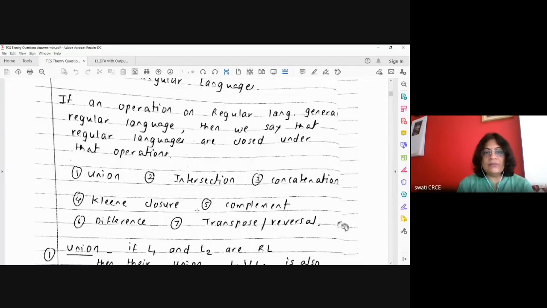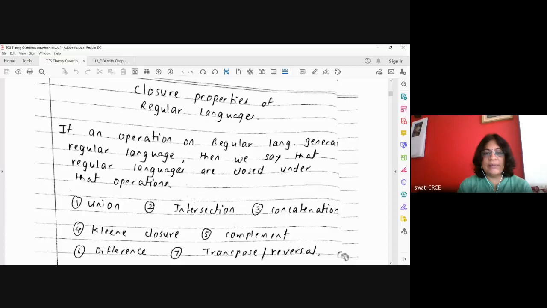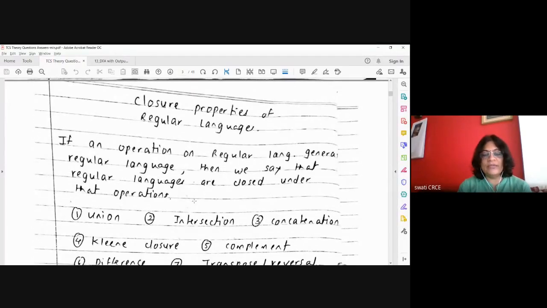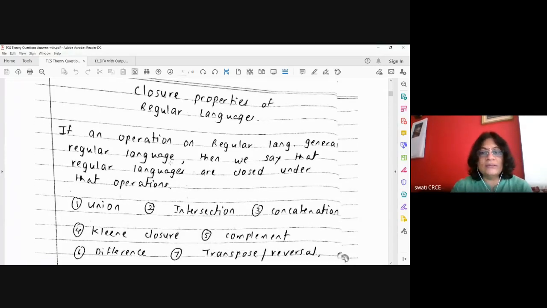There is one question that is asked in the exam: closure properties of regular languages. But only 5 minutes are left, so I'll not be able to cover it. We'll just see the statement, and the proof we will see in one of the lectures, whenever I get a buffer time of 10 minutes. But right now I'm just reading the closure properties of regular language. This is a very frequently asked question. What are the closure properties of regular languages?